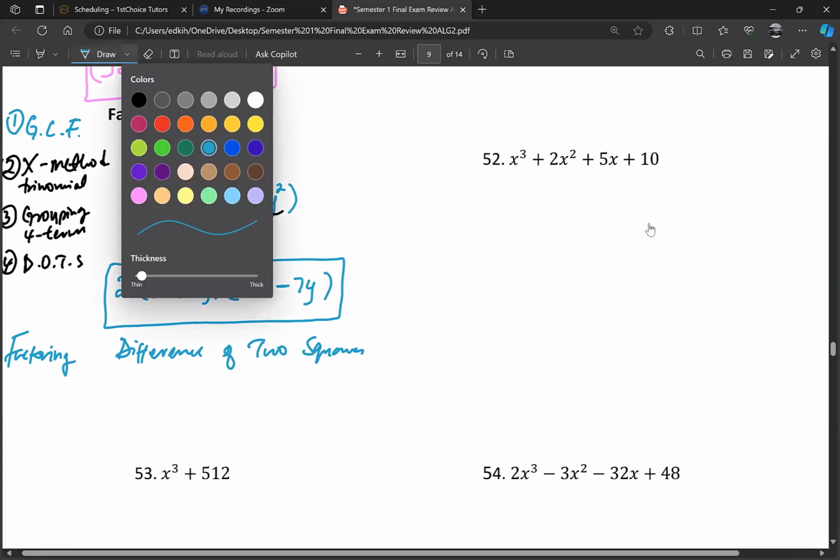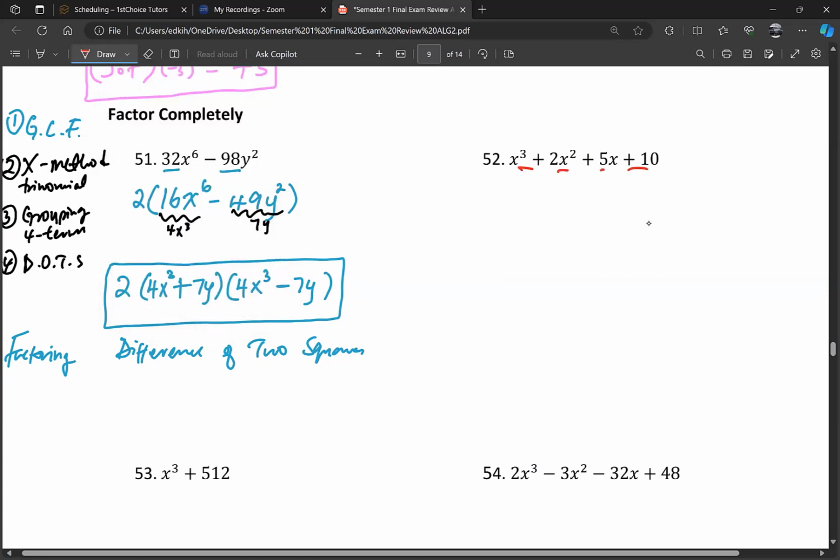Okay, so looking at question 52, how many terms do we have, folks? 1, 2, 3, 4. And we just said if you have 4 terms, which method do we use? Use grouping if you have 4 terms. Okay, how do you group? Literally set each pair in its own parenthesis, like that. And now you focus on each parenthesis and you take out the greatest common factor. So for this first one, x squared is the greatest common factor, leaves you with an x plus 2. The second one, 5 is the greatest common factor, x plus 2.